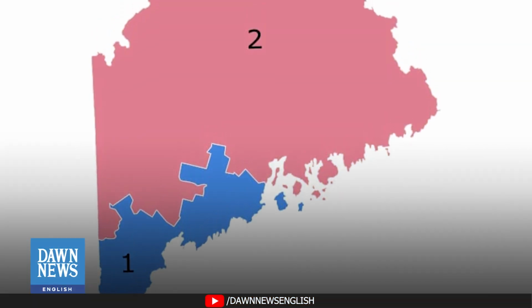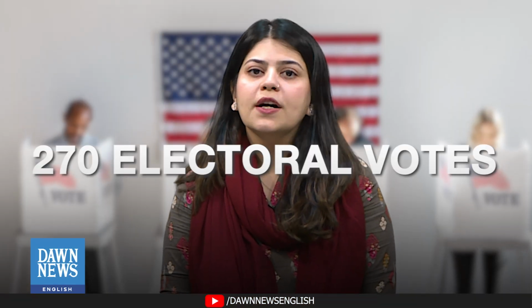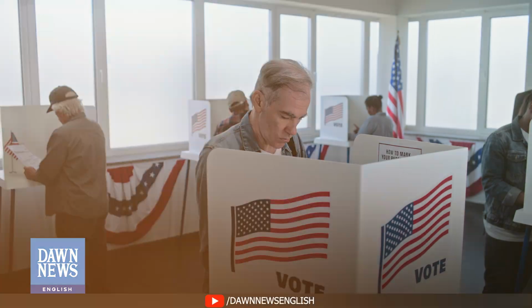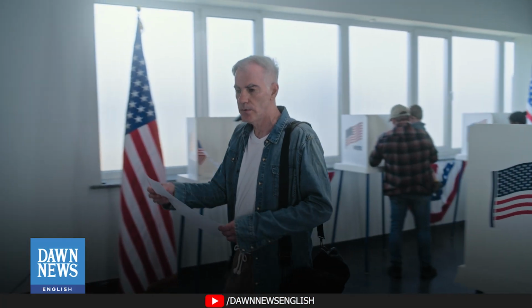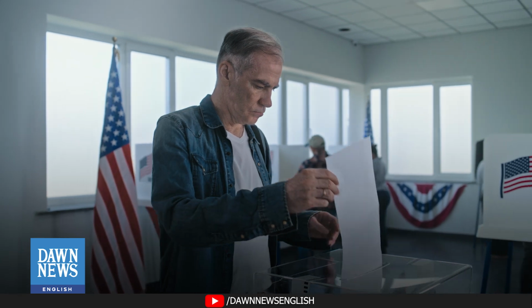use a winner-takes-all system, meaning the candidate with the most votes in that state gets all its electors. Maine and Nebraska use a different method that distributes electors based on the vote. To win, a candidate must secure at least 270 electoral votes. Voting in the Electoral College takes place weeks after election day, but we usually know the winner on election night.